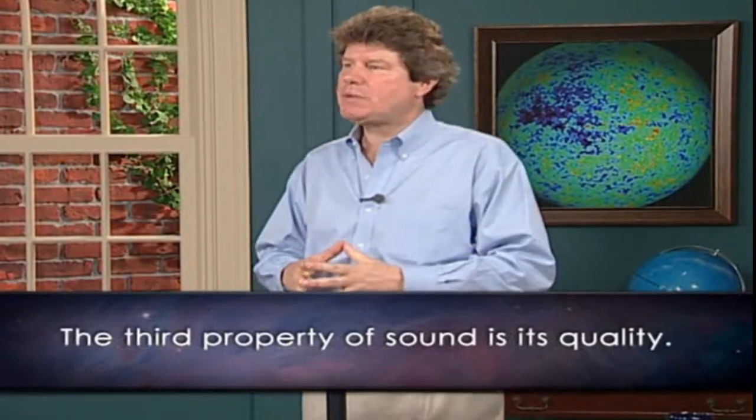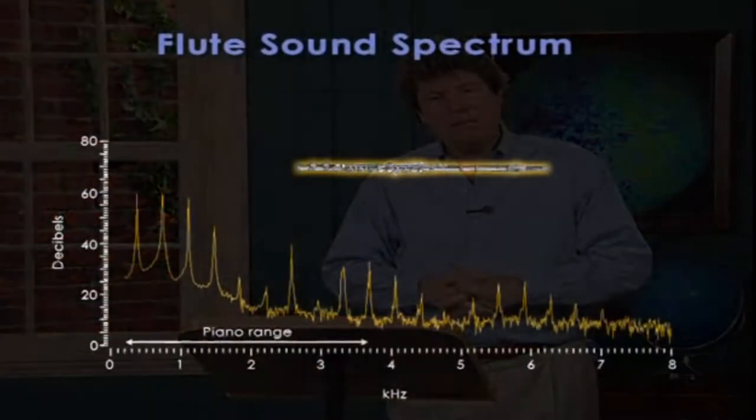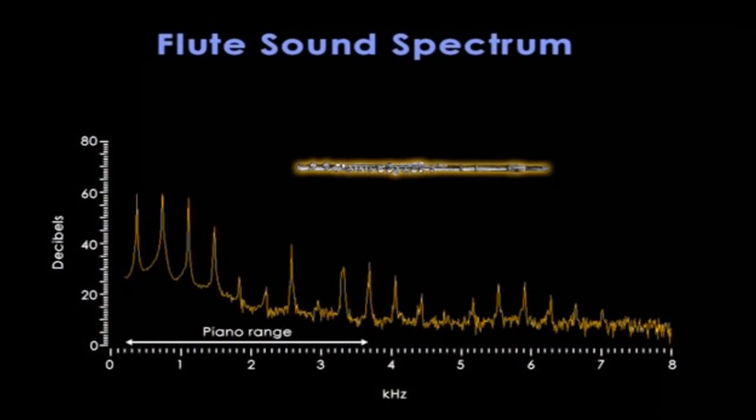Now, the third property of sound is its quality. Why does A440 played on a piano sound different from A440 played on a violin? Each has a strong 440 hertz component, but many other frequencies are also present. In fact, almost all sounds have many frequencies present simultaneously, and the best way to show them all is using a sound spectrum. Now, sound spectra are going to be important in these lectures, so let's take a moment to get familiar with them. Here's the sound spectrum of a flute playing a single note, and here's the note itself.